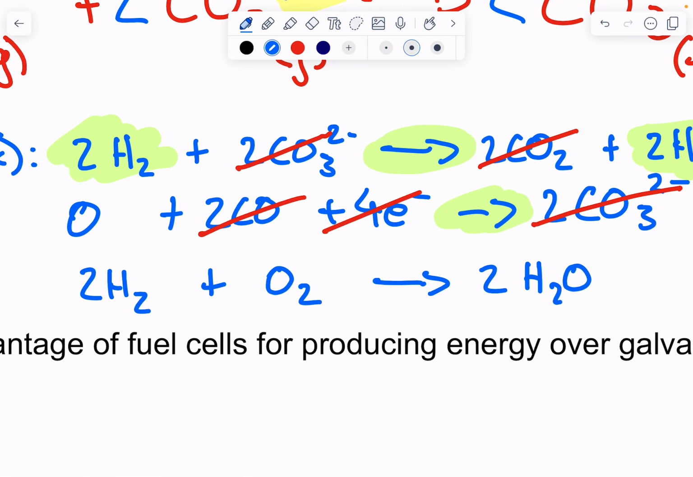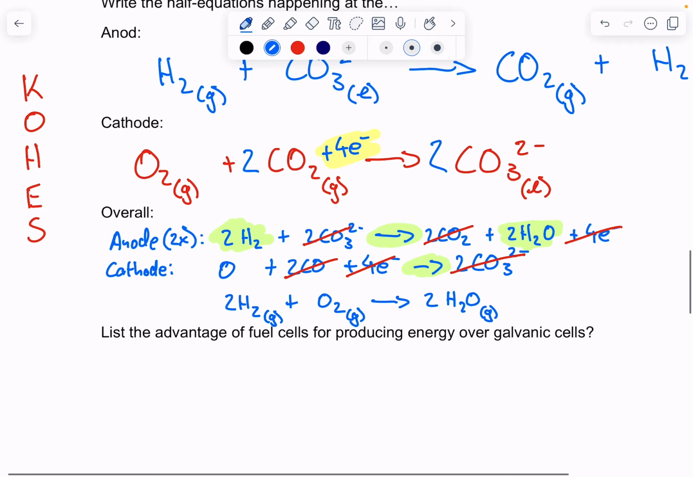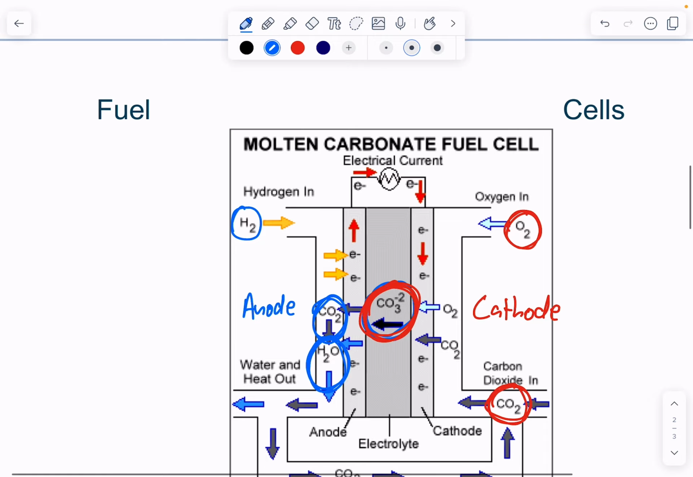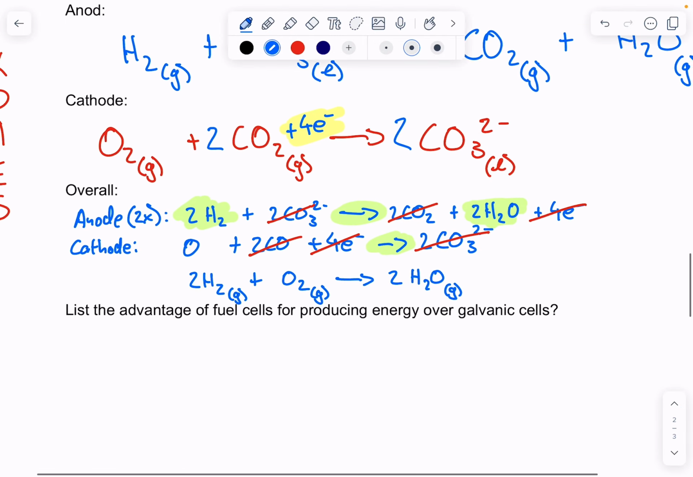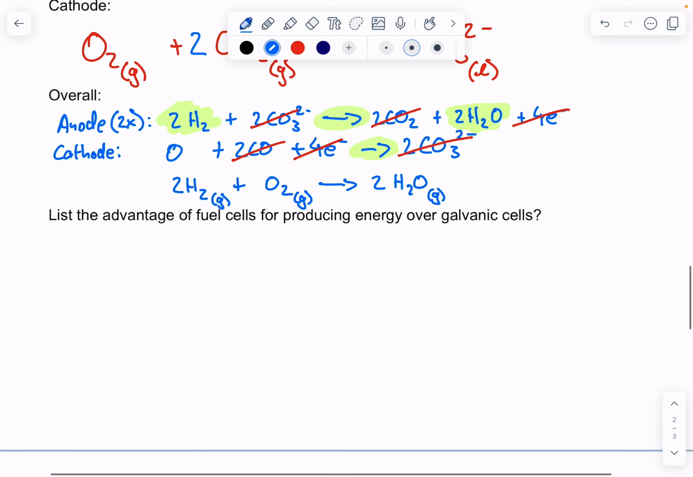Then I'm going to put the states. Gas, gas, gas. Gas because this is a molten carbonate fuel cell. It's very hot. Liquid water would be vaporized very, very quickly.